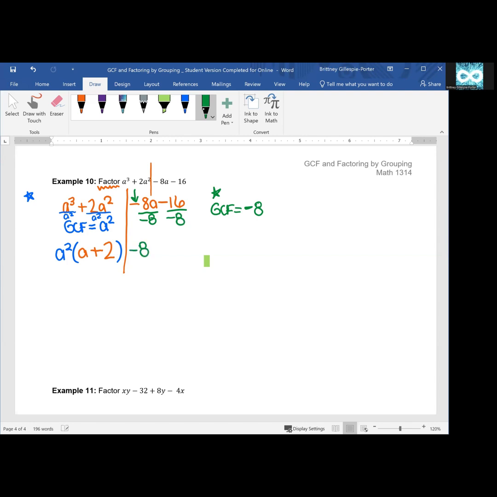And since we're dividing out our GCF of negative 8, we're going to have negative 8 with a parenthesis. Negative 8a over negative 8 becomes positive 1, which gets us a. Negative 16 divided by negative 8 gets us a positive 2, so plus 2.